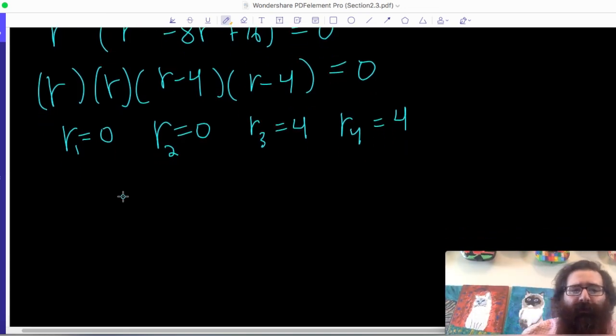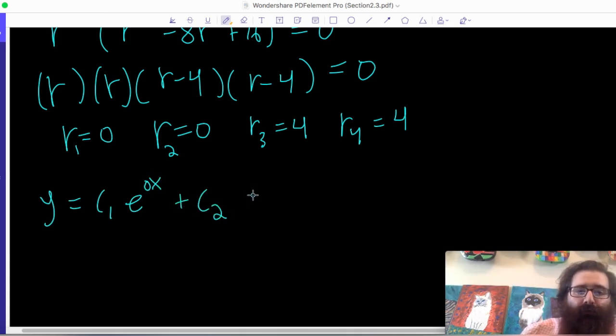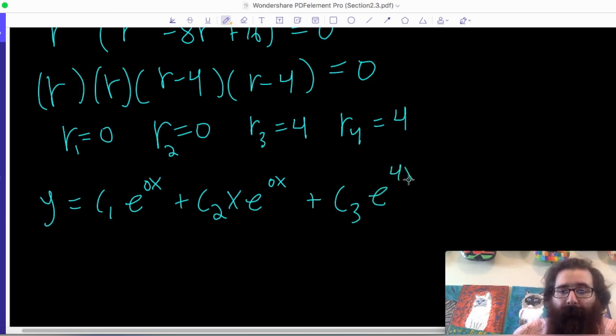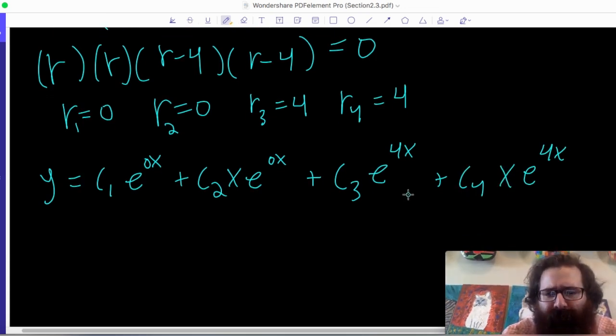So if I go to start writing my general solution, you would say, okay, so y is equal to c sub 1 e to the 0x plus c sub 2 e to the 0x. But this one is the same as what I already wrote, so I need to introduce that factor of x. Now my next roots are different. It's not 0 anymore, so we start the process over again. So we start fresh. We do need a new coefficient though, so c sub 3 e to the 4x. And then c sub 4 e to the 4x, but this one isn't different than the one directly behind it, so that needs a factor of x. And that's how we build with these repeated roots.